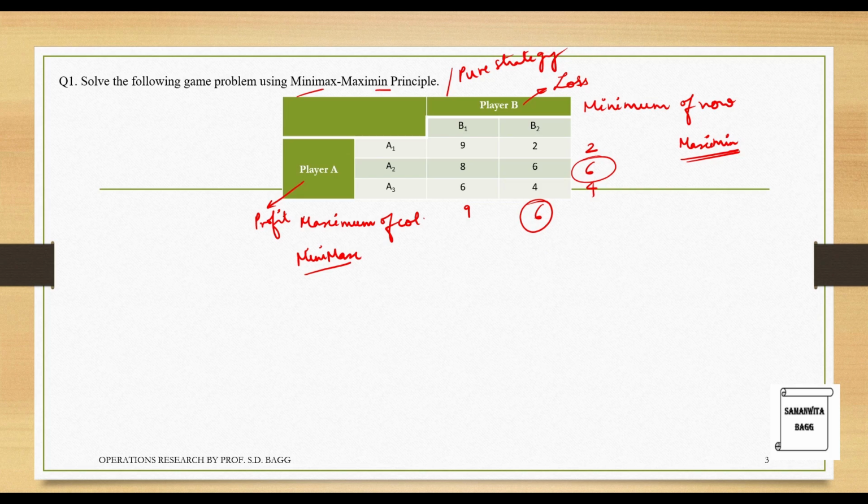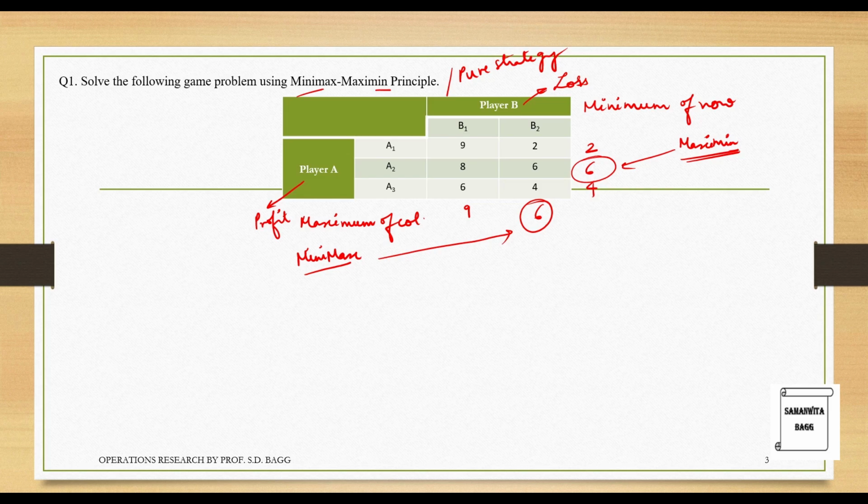In pure strategy, the problem can be solved only when the values of minimax and maximin, that is over here 6 and 6, are going to be equal. If the values are not equal, then this problem cannot be solved by this method. You will have to use the next method that I am going to teach you.